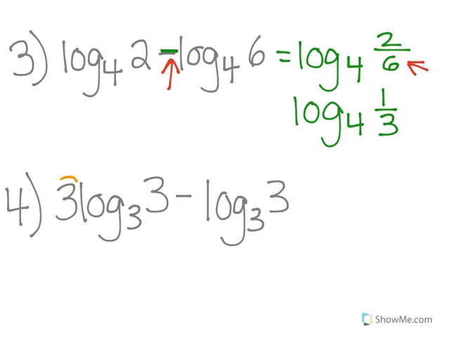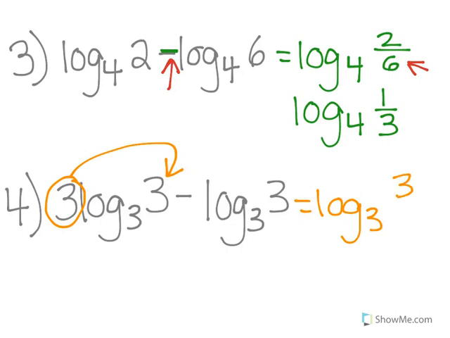So the first thing I notice is this 3 in front here. This is going to fly up top to be log base 3 of 3 to the 3rd power. With that being said, this is still the quotient property, so we're going to have log base 3 of 3 to the 3rd on the numerator, and then because that negative sign is in front of just the log base 3 of 3, we're going to divide by 3.